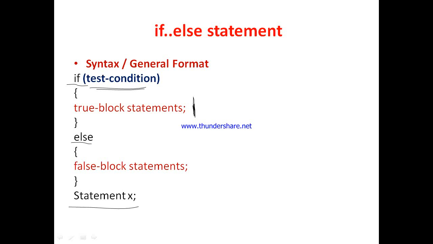But if at the entry point the test condition is false, then false block statements are executed. This part is not executed, false block statements are executed, and then statement X is executed. So this is the flow of the if-else.